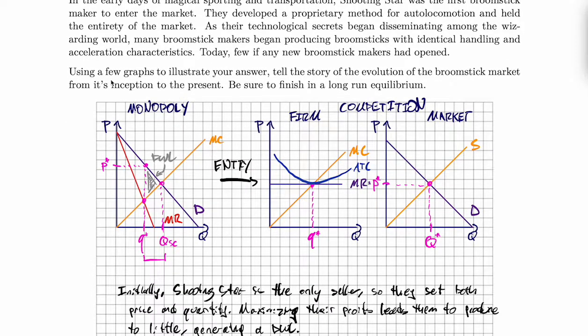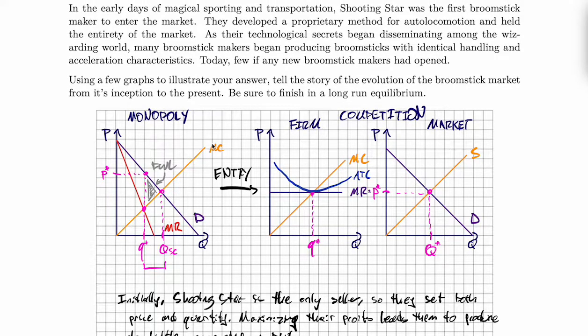The way we would set this up is, we just set up a monopoly graph. We have our increasing marginal cost curve. We know this is not a natural monopoly because eventually many other broomstick makers began opening up, so there was some incentive for others to enter. So the cost structure looks a little different than a natural monopoly. That's one of the nuanced clues about the shape of the marginal cost curve here. We have a demand curve, and we have a marginal revenue curve.